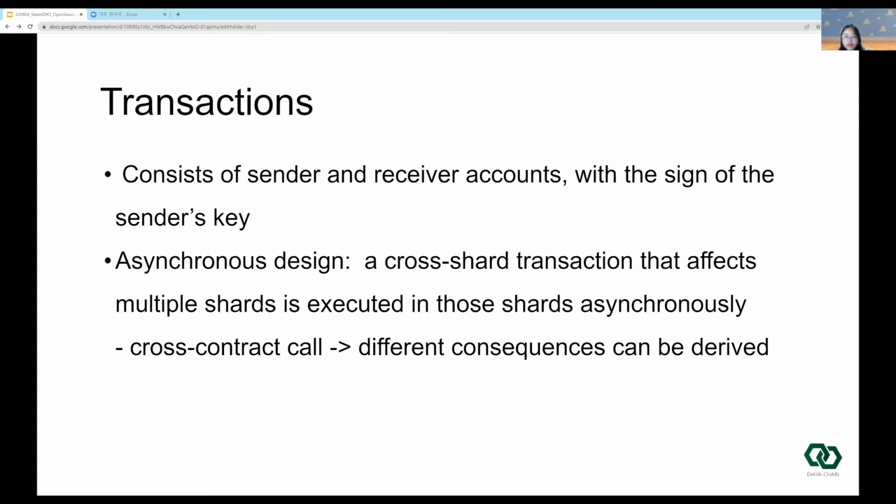But accounts by themselves won't get us anywhere. So it's the transactions that make things happen. Each transaction always has sender and receiver accounts, and it is cryptographically signed by the sender's key. Transactions in NEAR may contain actions that do asynchronous work. This means a cross-shard transaction that affects multiple shards is executed in those shards asynchronously. This makes the consequences of a cross-contract call very different. For example, if a transaction contains a cross-contract call, it may be marked as successful, but the other contract execution might fail.